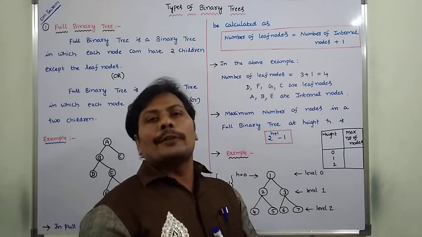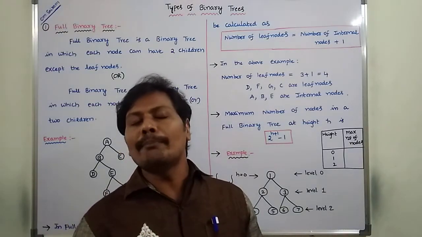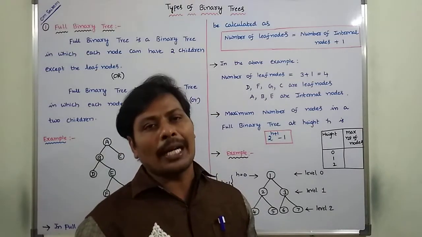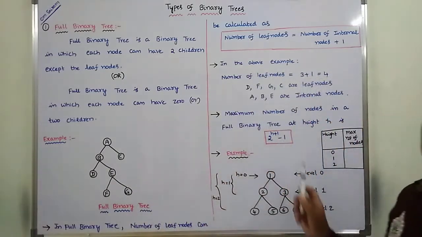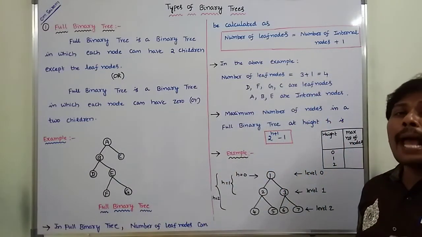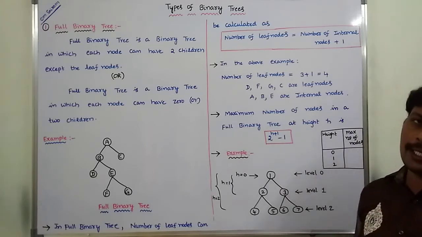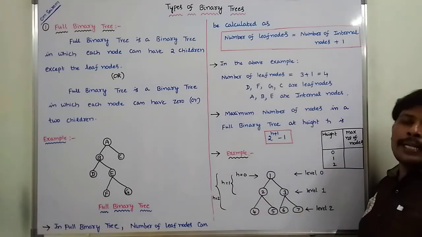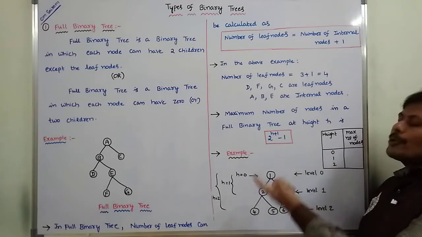Maximum number of nodes in a particular height h in the full binary tree is equal to 2 power h plus 1 minus 1. So this formula is used for calculating the maximum number of nodes in a particular height h. Okay. So now consider this is the full binary tree because except the leaf nodes, each node can have 2 children.